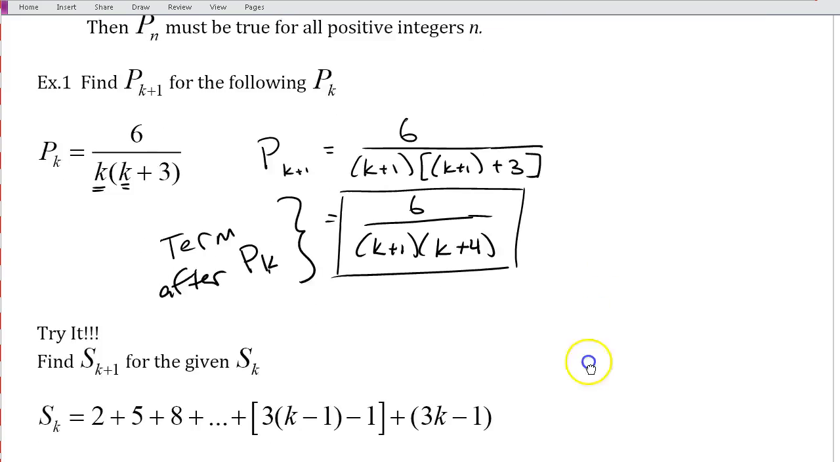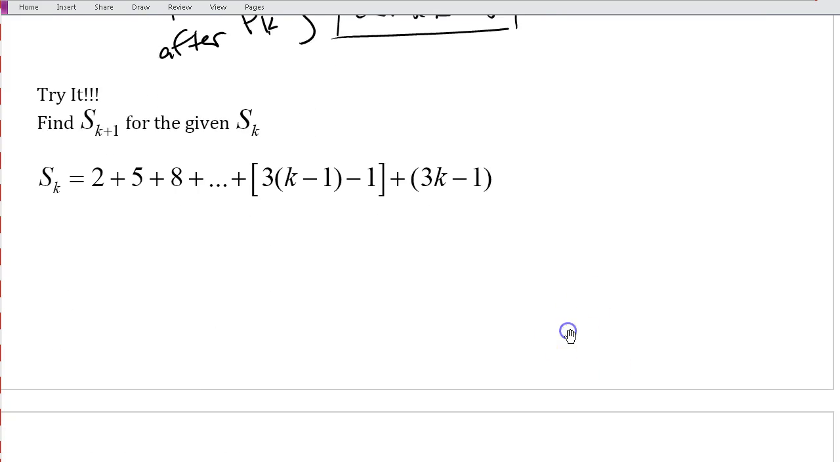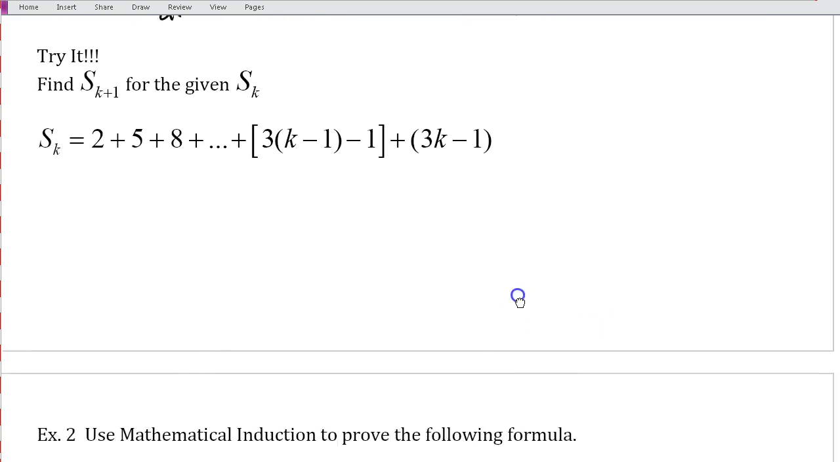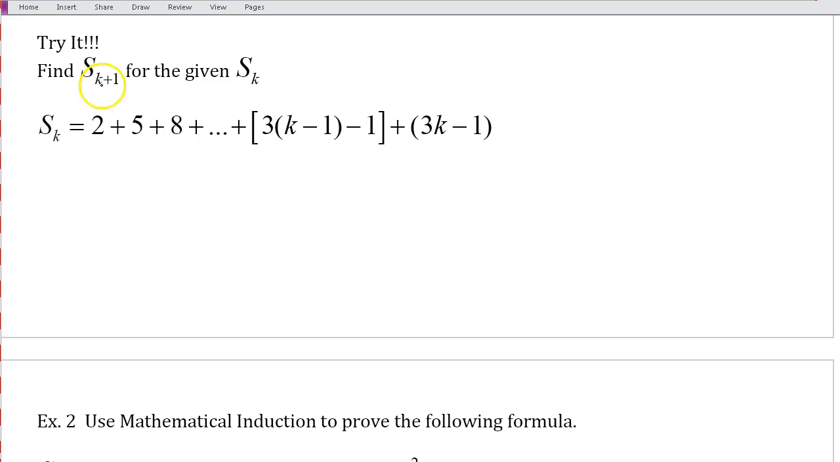Okay, so why don't you go ahead and pause the video and see if you can find s sub k plus 1 if we're given s sub k. And in this instance, we're given it as a series instead of as just a formula. So pause the video. When you restart it, I'll have a solution for you so you can check.